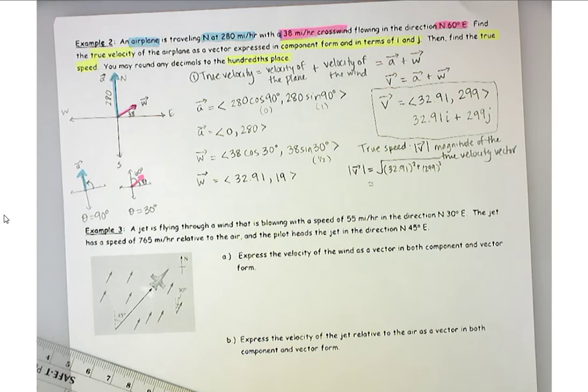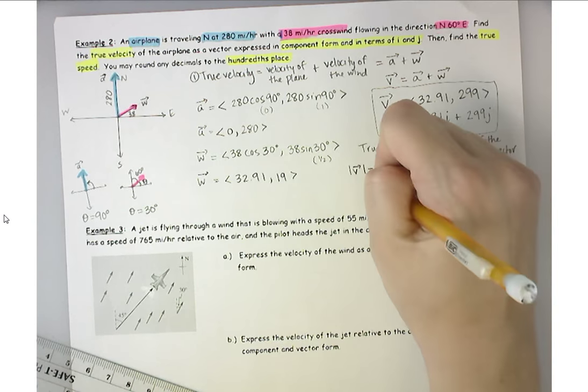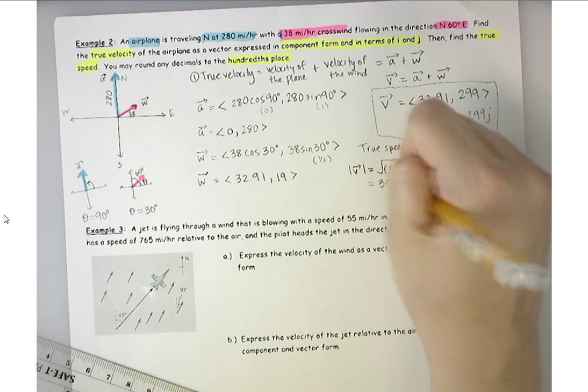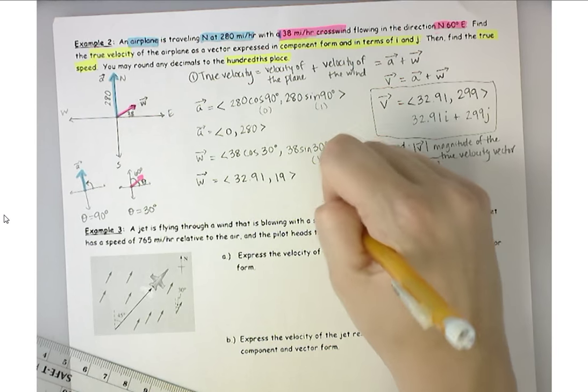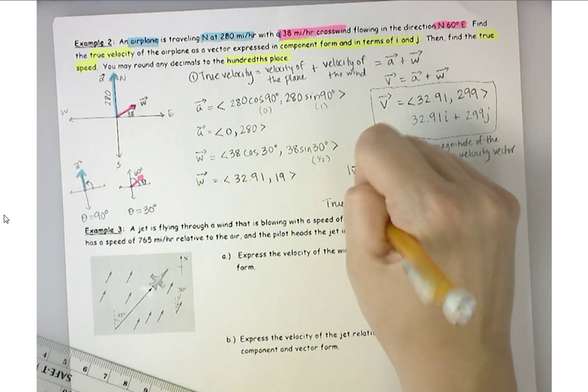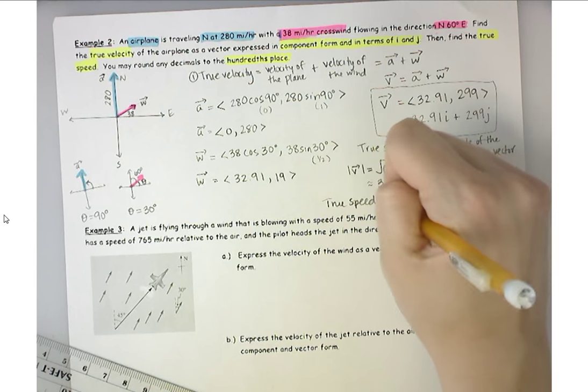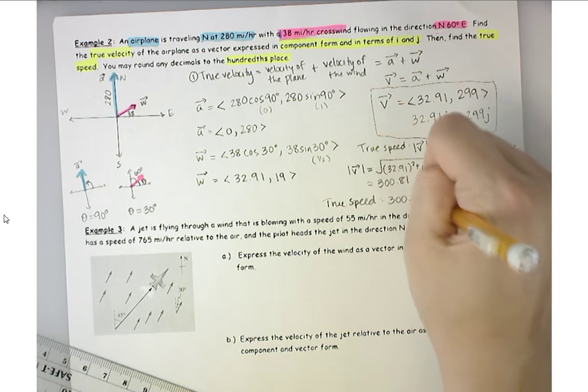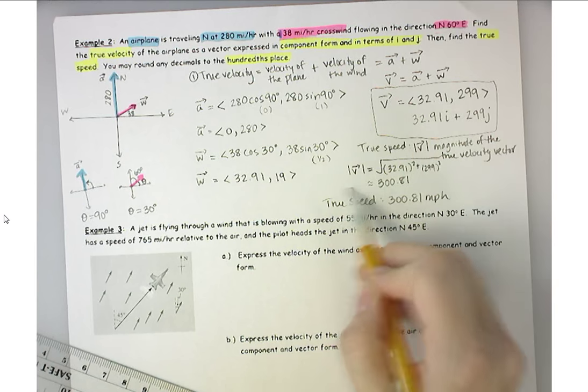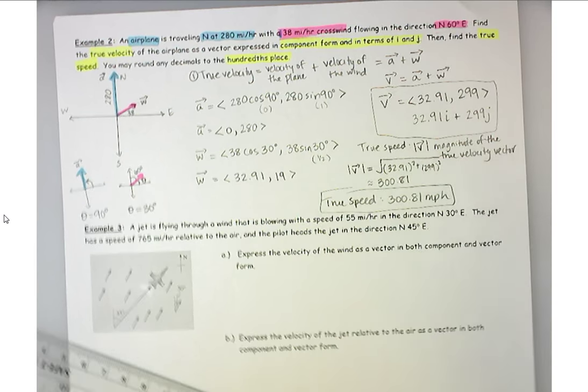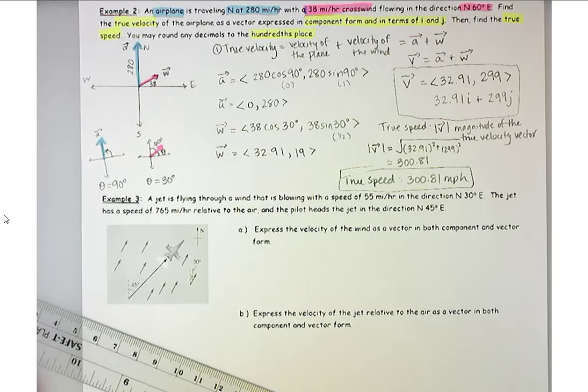Did you just calculate it? Okay, yeah, Logan, will you tell me what you got? 348.1. Good. Okay, so then your true speed is 300.81 miles per hour. Okay, nice job. You guys ready to tackle the last one?